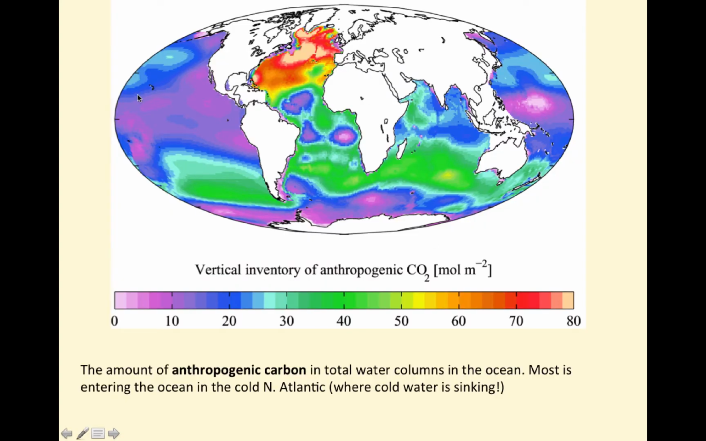Here we're looking at a modeling effort, looking at the amount of anthropogenic carbon, so carbon produced from fossil fuel burning, in total water columns in the ocean. As you can see from this modeling effort, most is entering the ocean in the cold North Atlantic where this cold water is sinking. This is what's called the solubility pump, where that cold water recently cooled as it went along the coast here and just about to sink is really accepting a lot of atmospheric CO2, a lot of which is anthropogenic coming off the coast of the US. And so it can accept it by solubility and then sink it into the deep oceans, and it starts to run down at depths towards the equator following the deep water circulation.